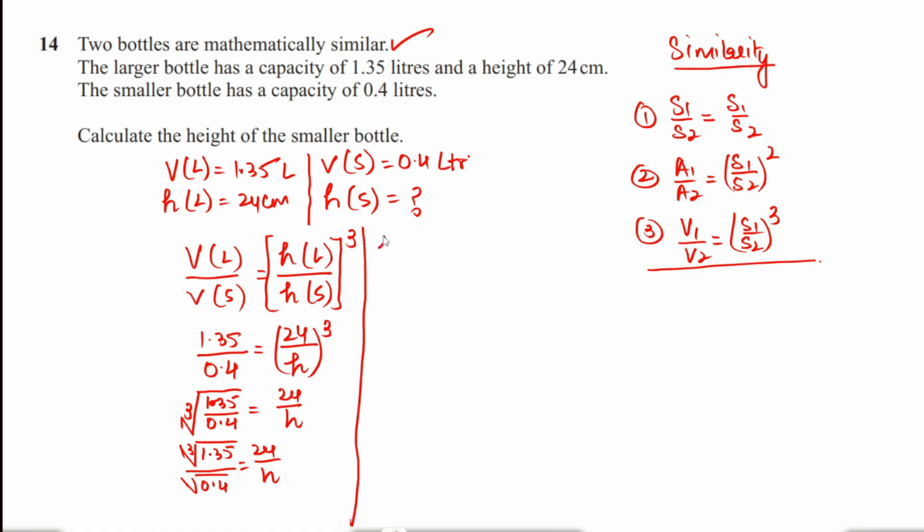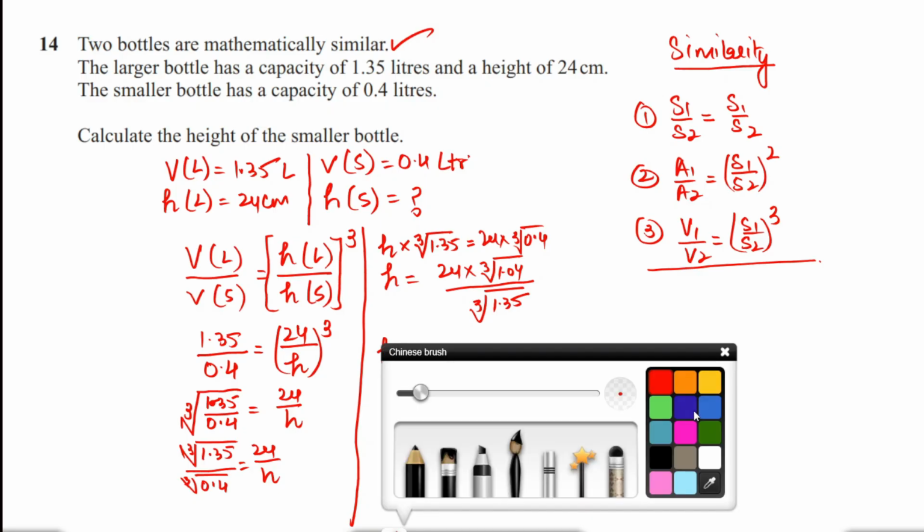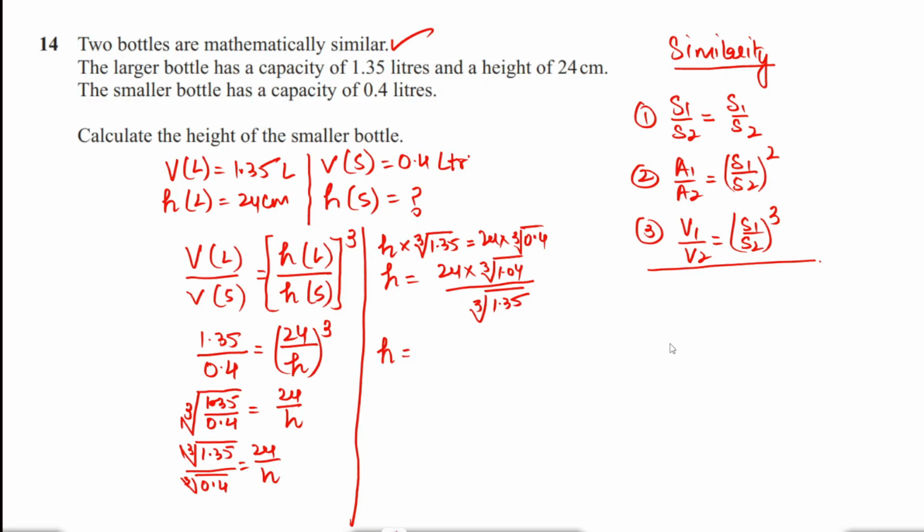Cross multiplication works as h into cube root of 1.35 equals to 24 multiplied by cube root of 0.4. So what happens here? h comes out to be 24 into cube root of 0.4 upon cube root of 1.35. If you plug in this value in the calculator, we can get the answer. That is the first answer we're gonna get. And let us take the other, which students prefer always to solve.